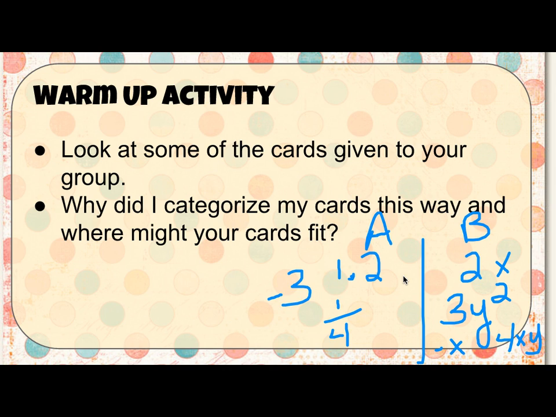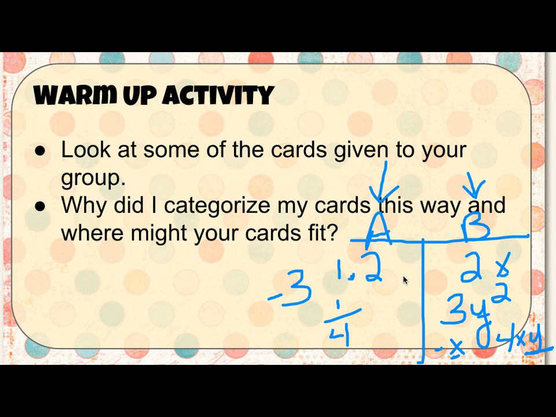So we tried to figure out why we put cards in each one of these, and we figured out pretty quickly that column A were just simple numbers and B were different groups of terms that had variables in them or had letters. Okay, an x, a y squared, an x, and an xy.